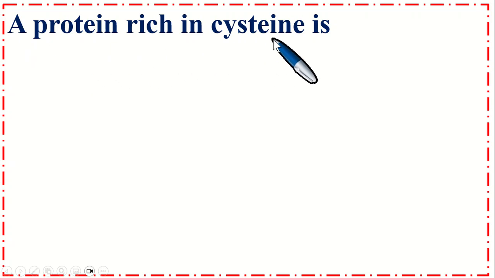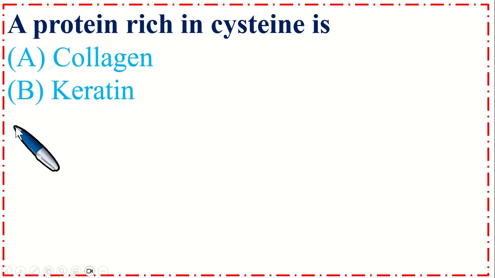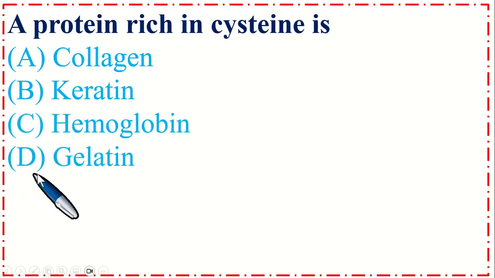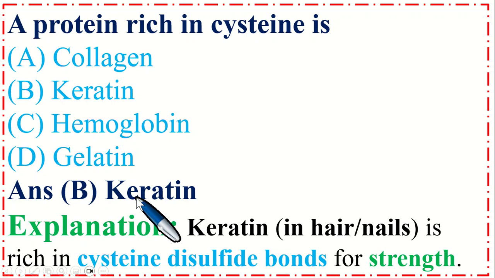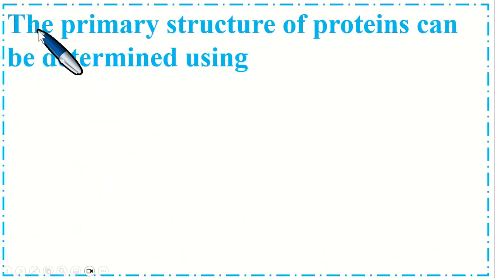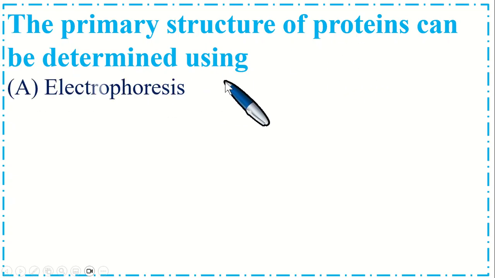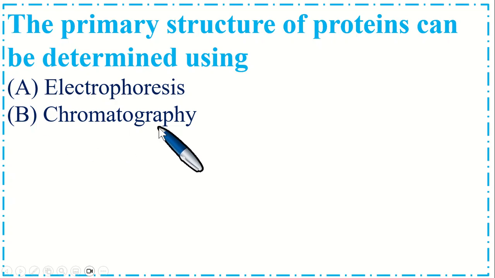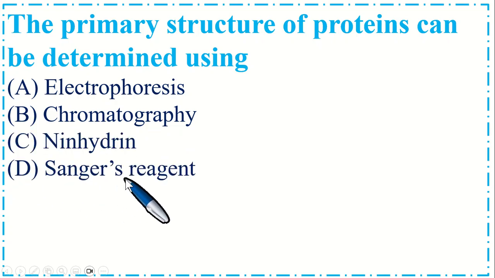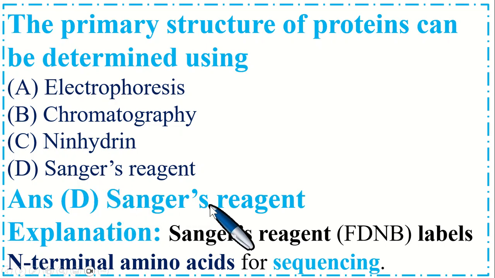A protein rich in cysteine is option A collagen, B keratin, C hemoglobin, and option D gelatin. So the correct option is B keratin. Keratin, found in hair and nails, is rich in cysteine disulfide bonds for strength. So this is a very important MCQ. The primary structure of proteins can be determined by using option A electrophoresis, B chromatography, C ninhydrin, and option D Sanger reagent. So the correct option is D Sanger reagent. Sanger reagent, FDNB, labels N-terminal amino acids for sequencing.